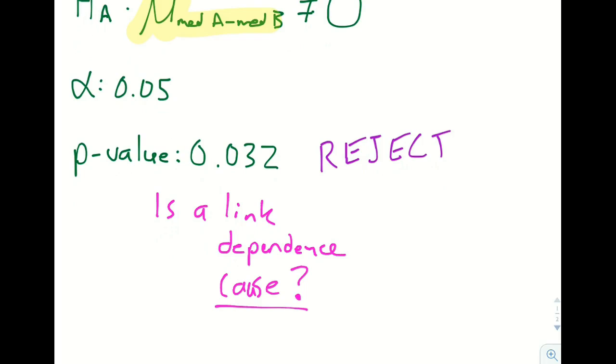If it was not run as an experiment, then all you would get is the link or the dependence. You would not have the cause. So the experiment is what gives you that last little piece that says, I know why this link occurred.